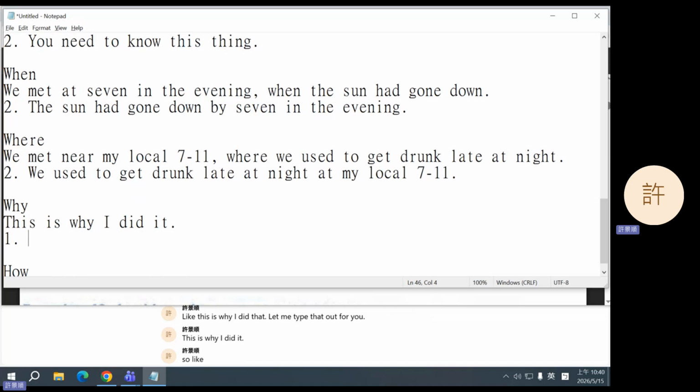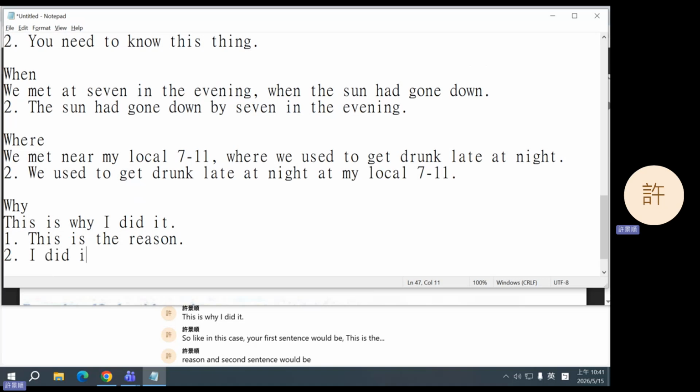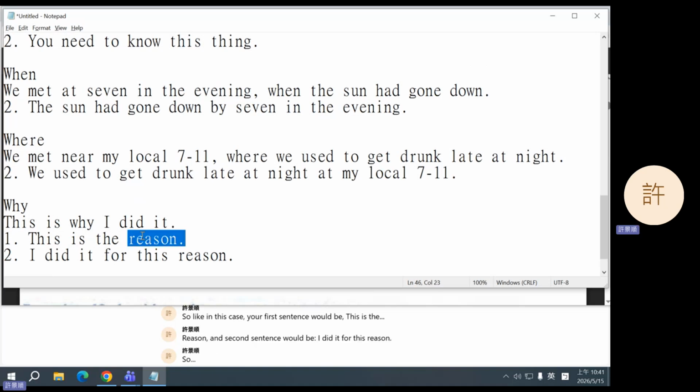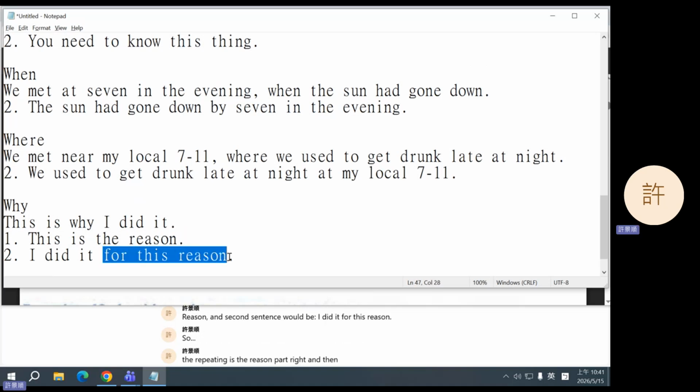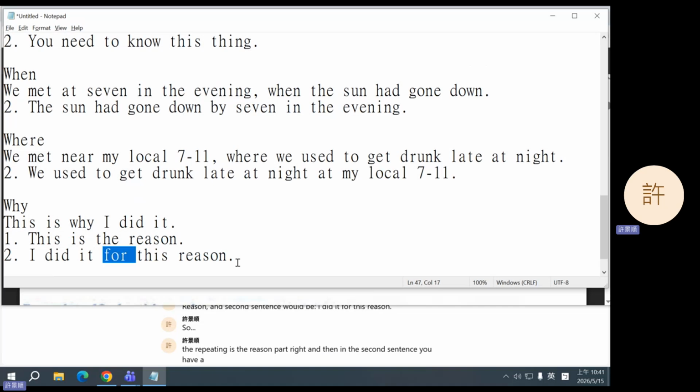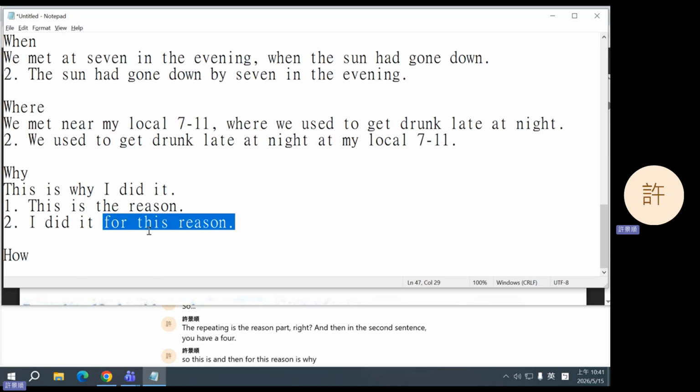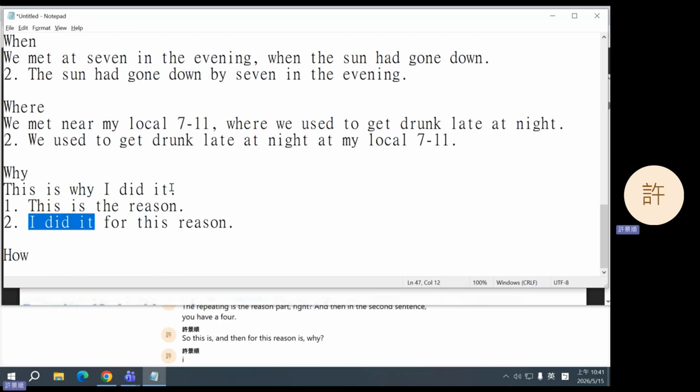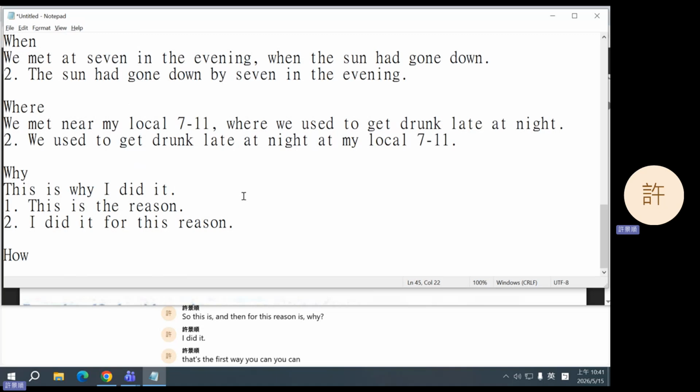So in this case, your first sentence would be, "this is the reason." And the second sentence would be, "I did it for this reason." So the repeating part is the reason, right? And then in the second sentence, you have a "for." So "this is, and then for this reason is why I did it." So that's the first way you can use "why" in a relative clause as an indirect question.